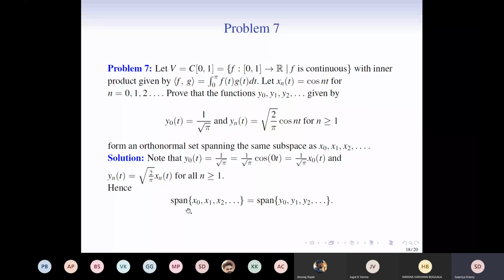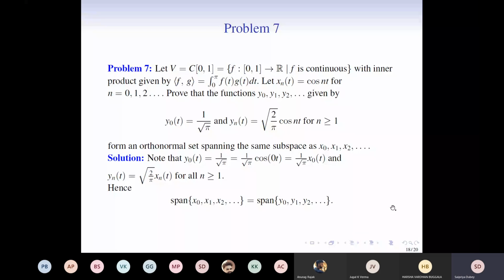The space which is spanned by the xi's and the space that is spanned by the yi's, these two remain the same, because we have shown that the yi's can be written as some constant term times xi. Similarly, if we take root pi to that side, x0 can be written as square root of pi times y0. So we are able to even write x0 as a linear combination of y0, and similarly we will be able to write xn(t) as square root of pi by 2 times yn(t). So we have written xi in terms of a linear combination of yi and vice versa. Therefore, these two are the same space.